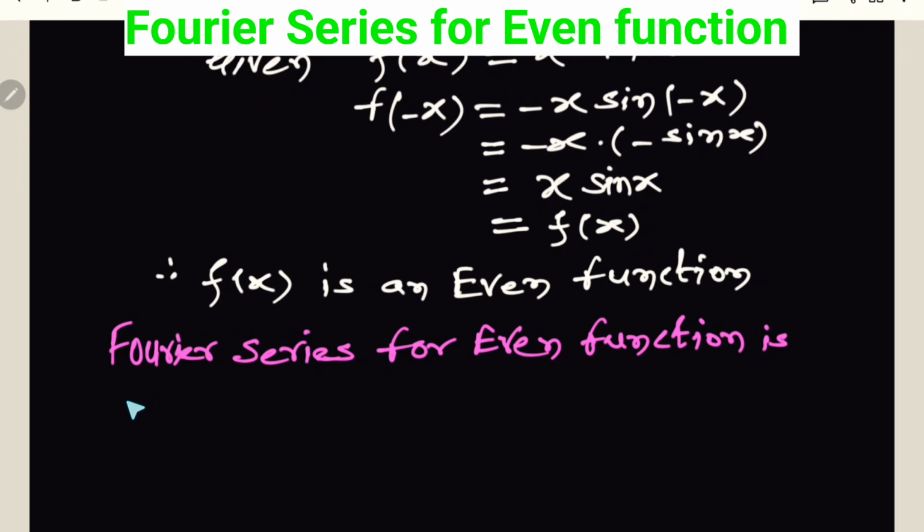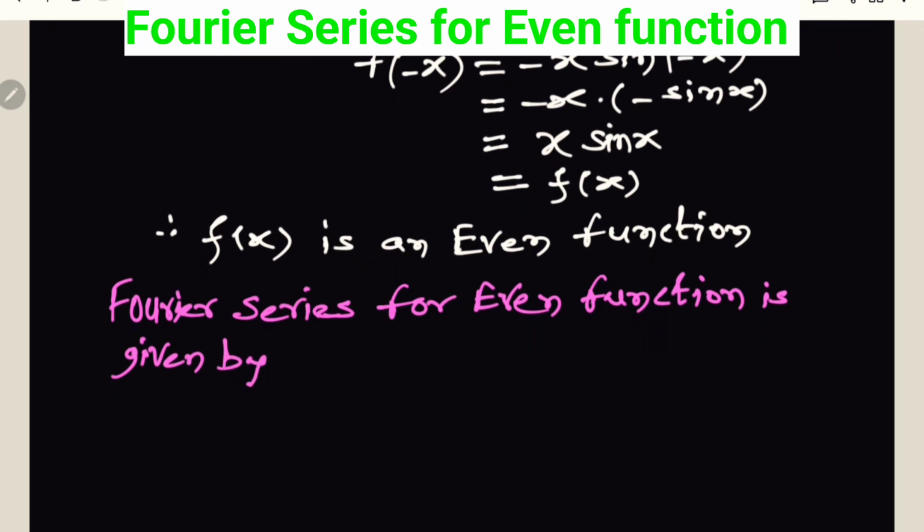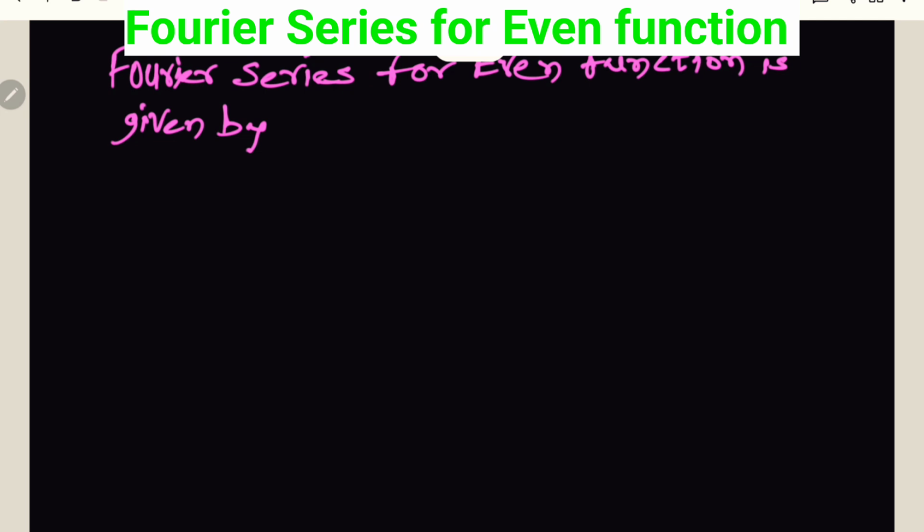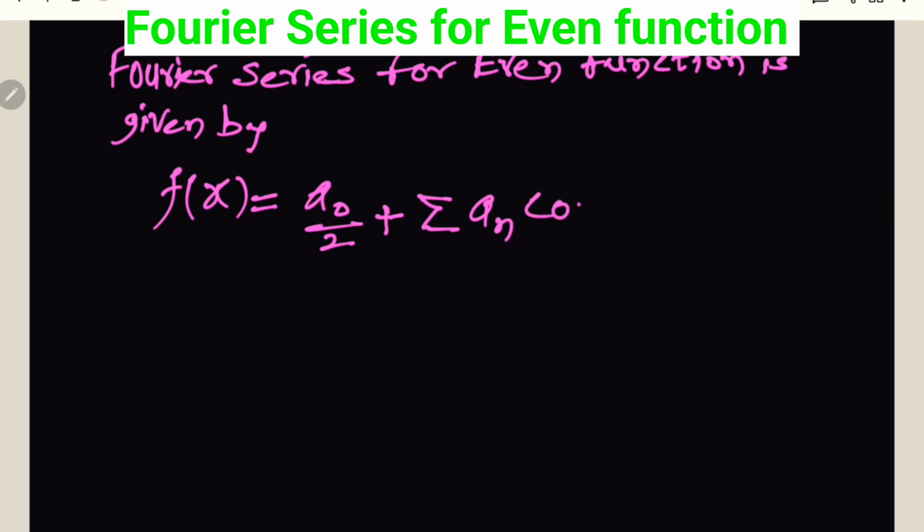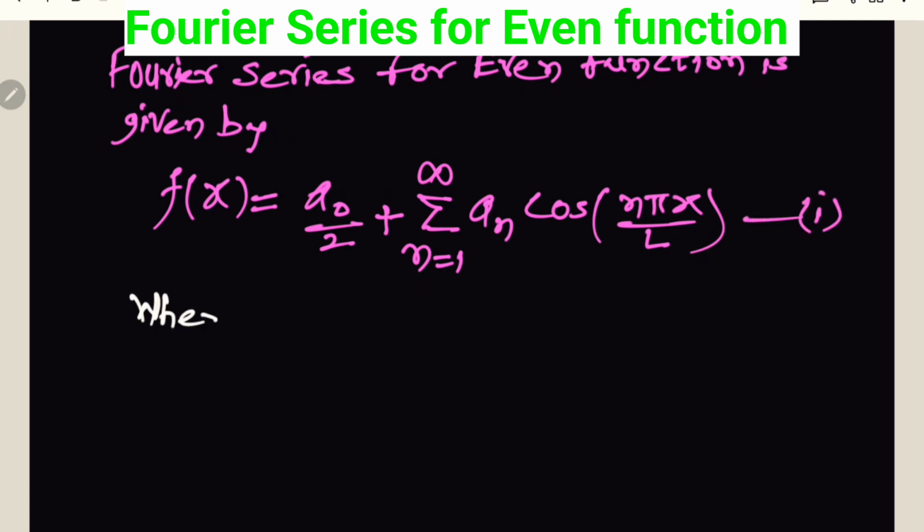The formula is f of x is equal to a0 by 2 plus summation of an into cos of n pi x by L, n changes from 1 to infinity, and we call this equation number 1, where bn is 0 as it is an even function, and we require to find these two Fourier coefficients a0 and an.